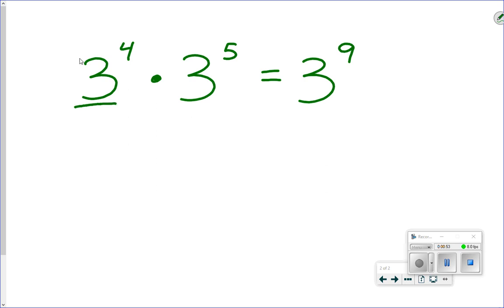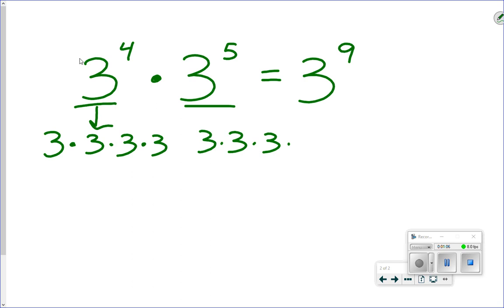3 to the 4th power means 3 times itself 4 times. So it's basically 3 times 3 times 3 times 3. 3 to the 5th power is the same thing, just 5 times. So there's 3 times itself 5 times. So this is 3 to the 4th power times 3 to the 5th power. Basically what I am doing is I'm multiplying 3 times itself 9 times.